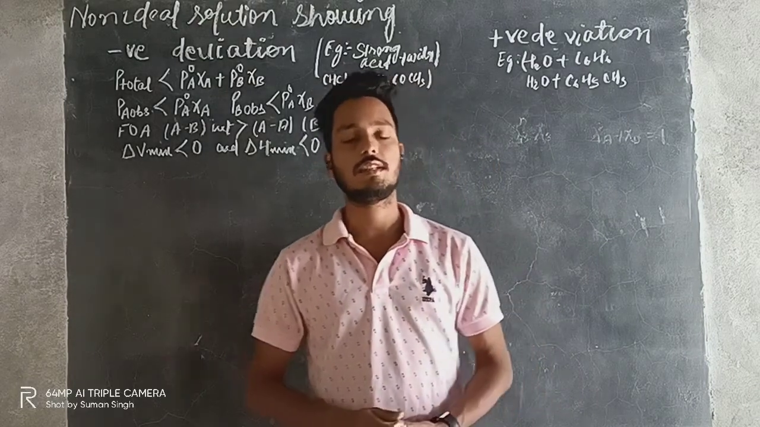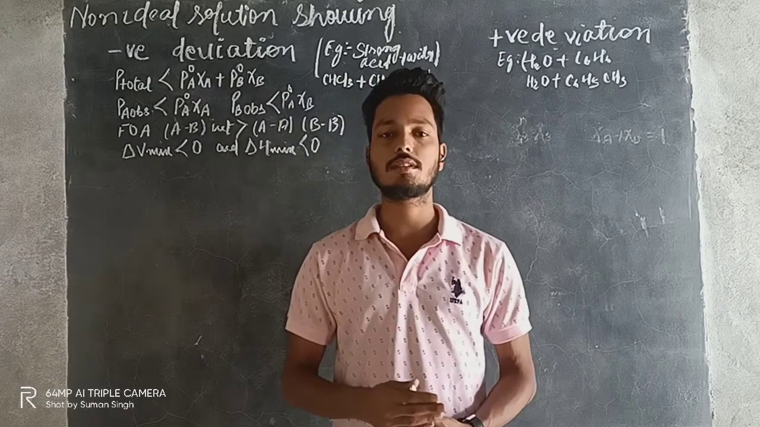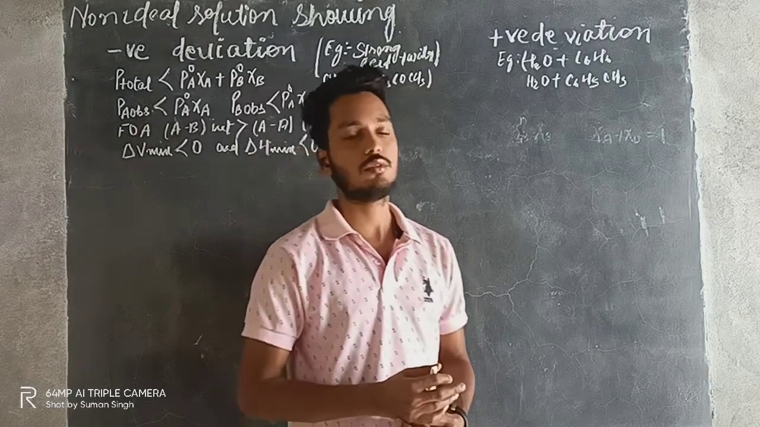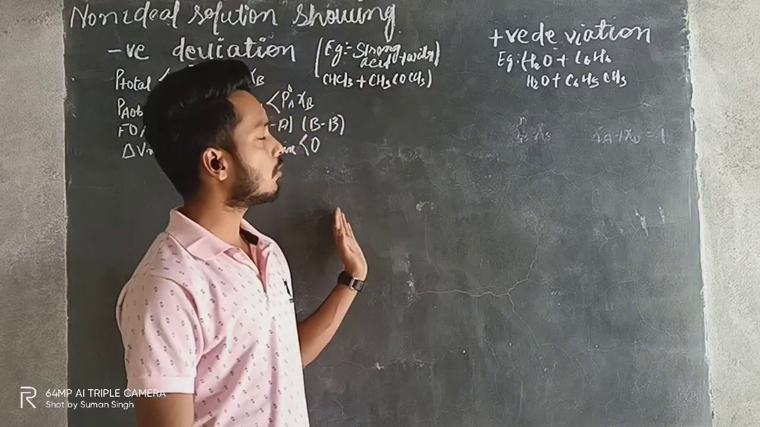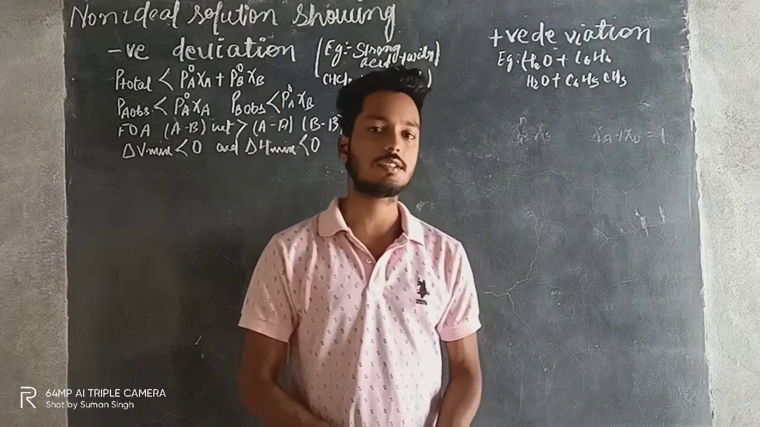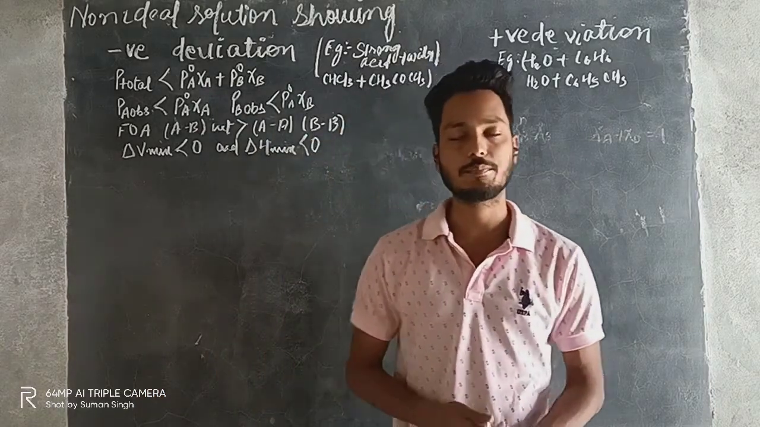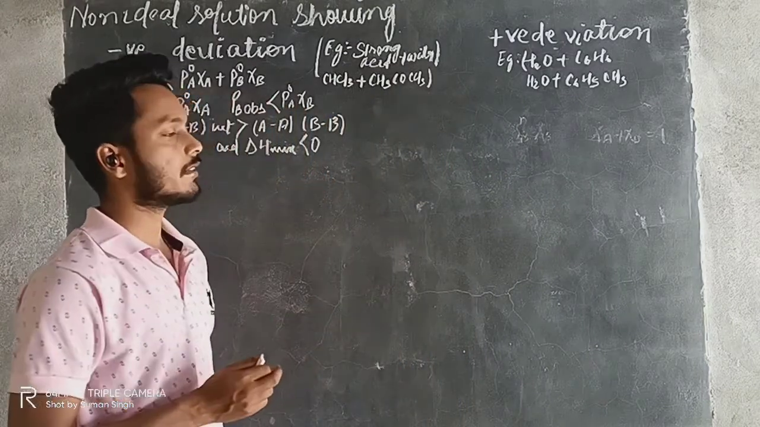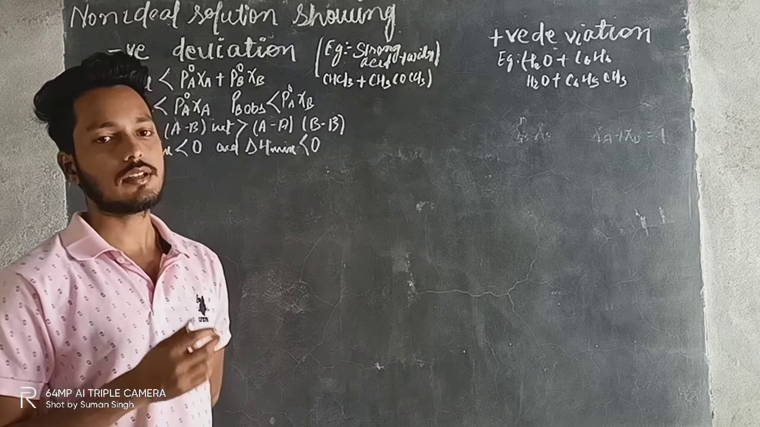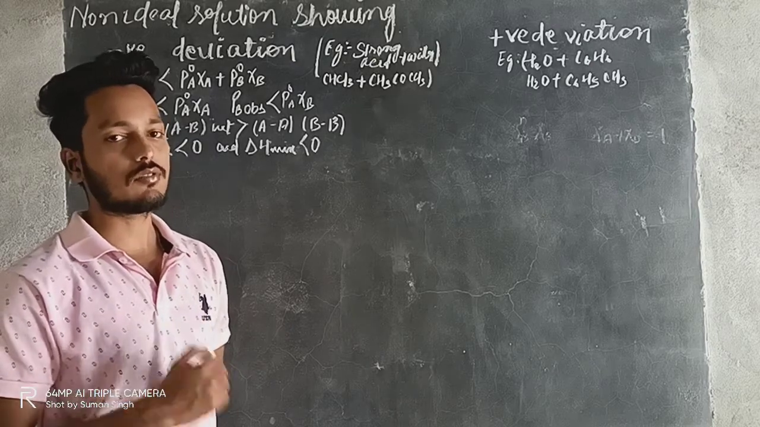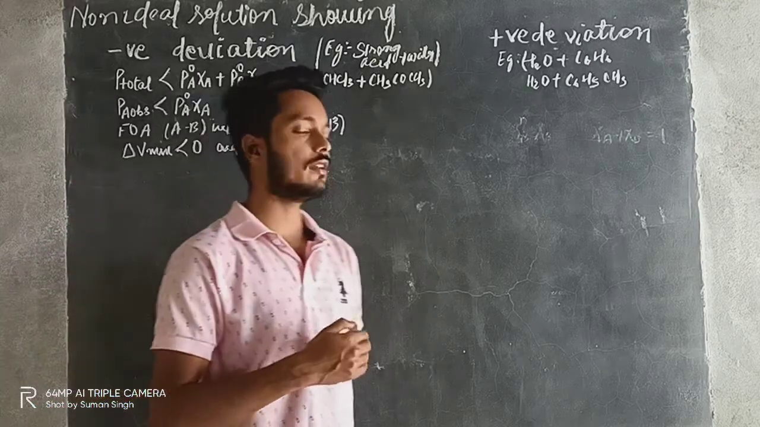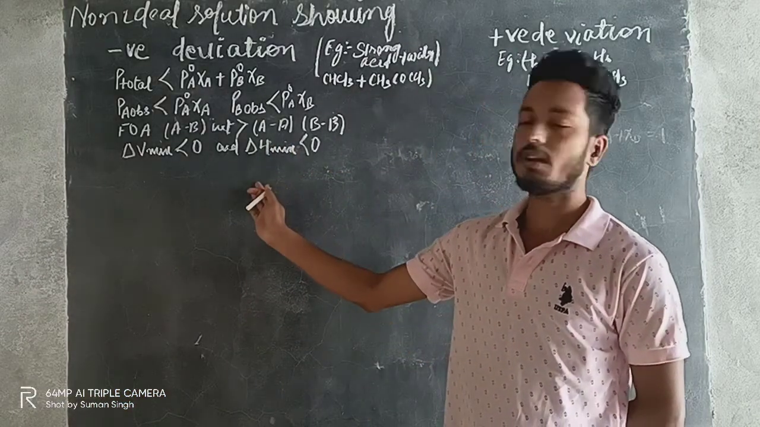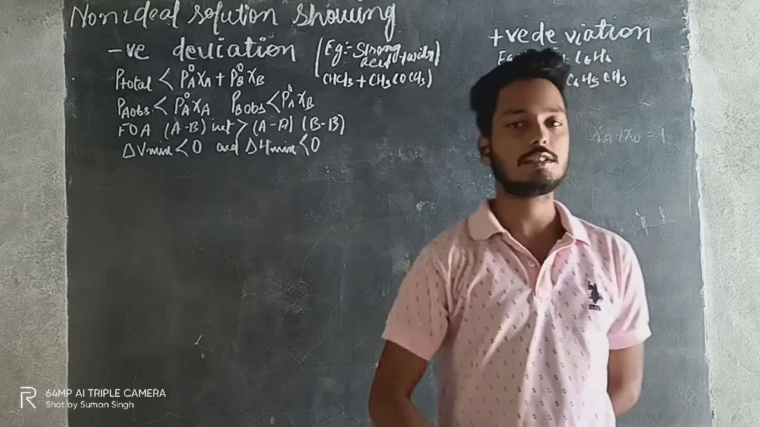So if you have seen the previous video, there we have discussed the ideal and non-ideal solution, right? Now in today's video we will discuss the non-ideal solution showing positive deviation as well as negative deviation. Before that, I will give you one basic idea regarding the ideal solution, or I will discuss the graph of the ideal solution first, so that it will be very easy for you to identify the graph of the non-ideal solution showing negative deviation as well as positive deviation.